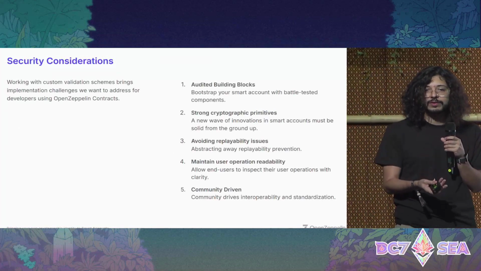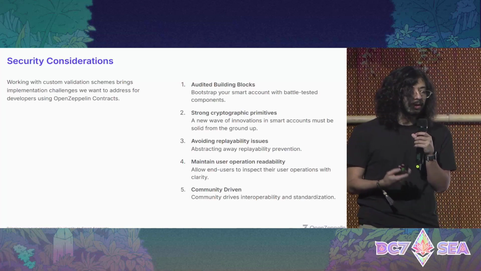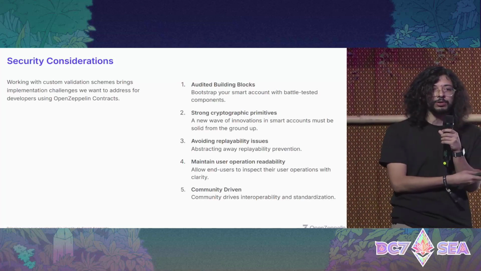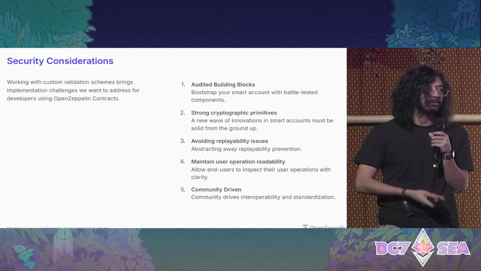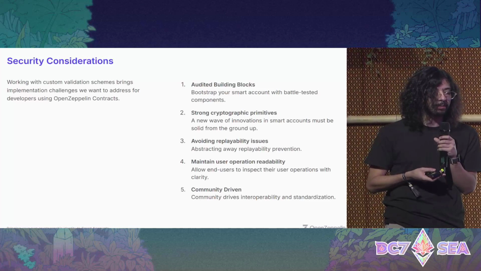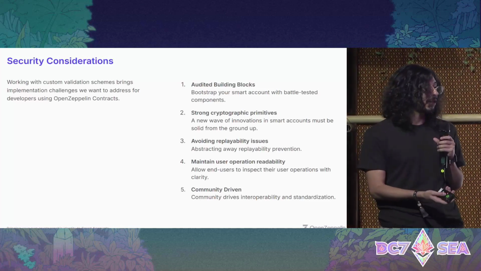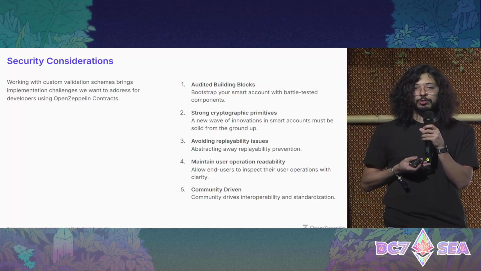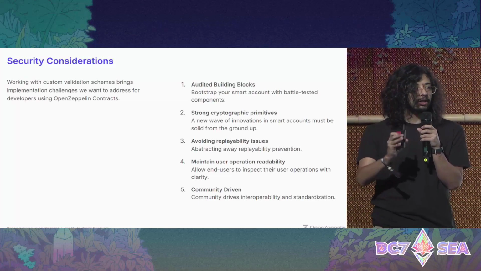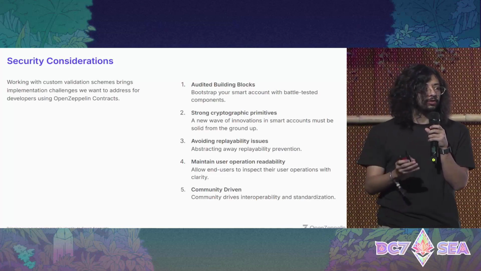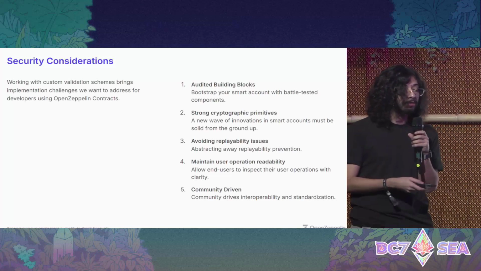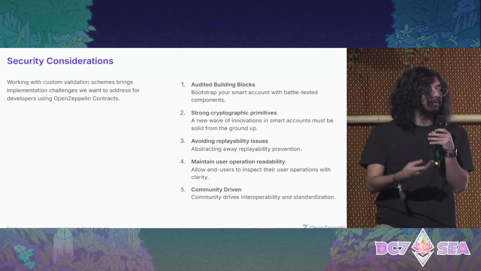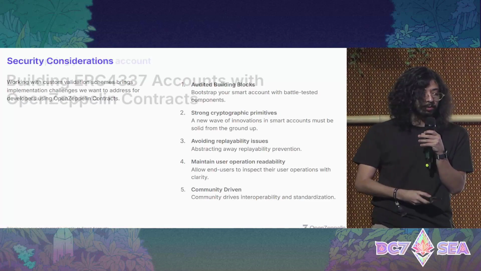For this, there are a couple of security considerations. For example, we want some audited building blocks for you to be safe whenever you're building your account. Also, we want to have strong cryptography primitives. These have been audited by the research team at OpenZeppelin, so shout out to them. They have been doing an amazing job. Number 3, replayability issues, as I mentioned. Number 4, we would like to maintain user operation readability. We don't want the user to end up signing something they don't understand because this is super dangerous. And number 5, we want it to be community-driven, which means we really want your feedback on this and to try to co-own the development with the community.